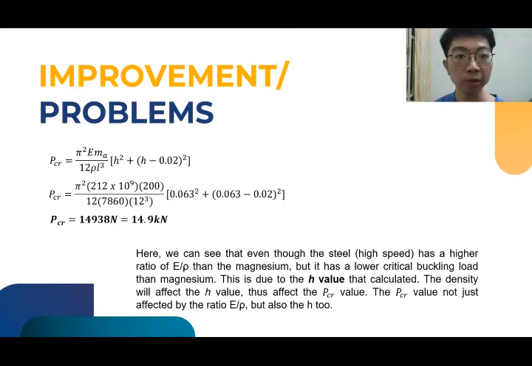Even though the E over rho ratio for the high-speed steel is higher than the magnesium, it gives a lower critical load compared with magnesium. This is due to the H value that was calculated. The density will affect the H value, and thus affect the PCR value. So the PCR value is not just affected by the ratio of E over rho, but also by H squared. That's why in Example 9.2, they use the magnesium value to calculate the critical load, but not the high-speed steel. So that's all for me.